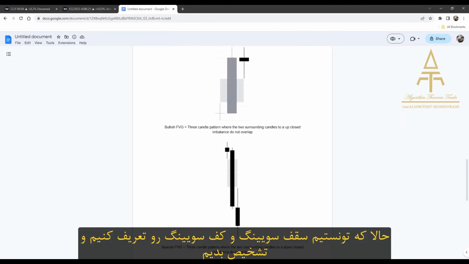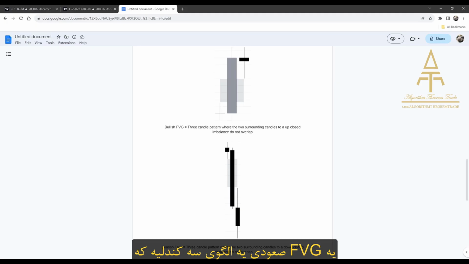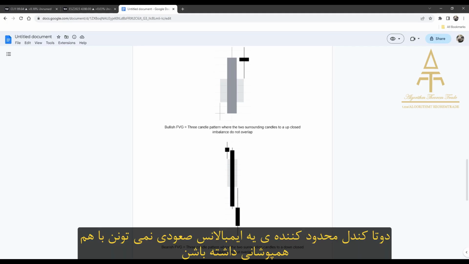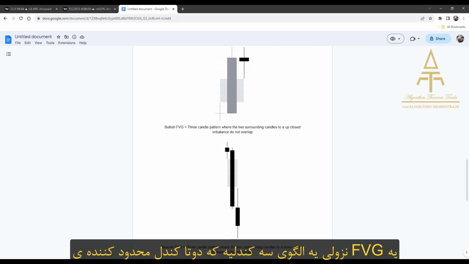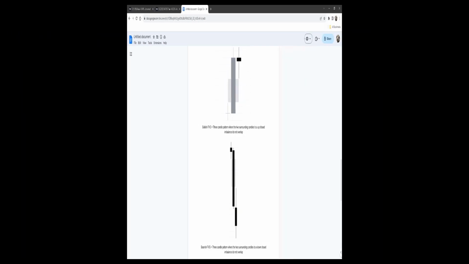Now that we have defined and identified our swing highs and swing lows, let's move on to FVGs. Bullish FVGs are 3-candlestick patterns where the two surrounding candles to an up-closed imbalance do not overlap. A bearish FVG is a 3-candlestick pattern where the two surrounding candles to a down-closed imbalance do not overlap.